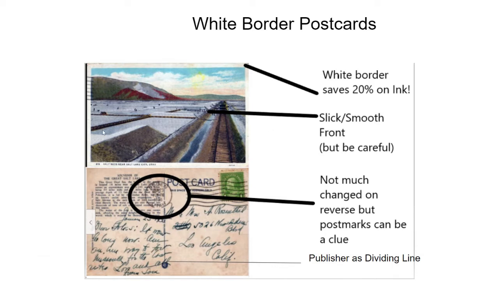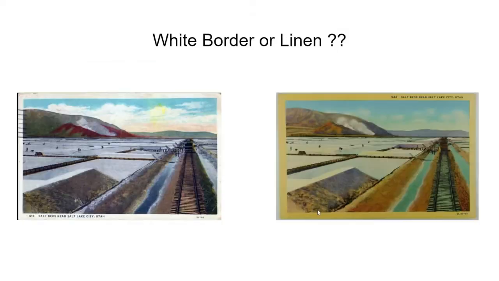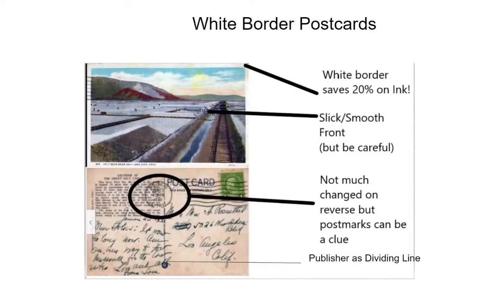You're going to see still have a smooth front printed field. And I mentioned that primarily because that's going to be helpful in the next era. Other than that, not a lot has changed. Oops, sorry about that. Postmark can be a clue. All right. So you see a postmark in 1915 or 1916, and it's got a white border. Well, that's going to help you in identifying it. We'll find out why in just a minute.